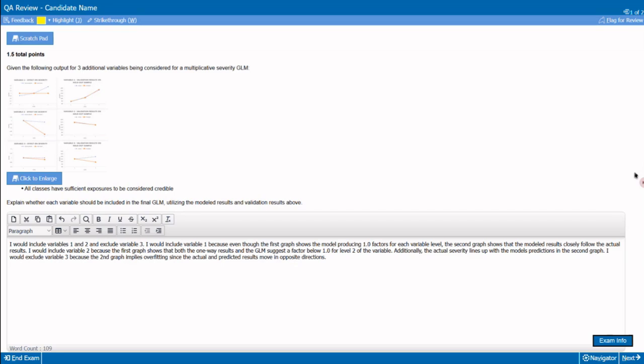So the solutions for variable 2 and 3 are correct. Based on the charts, variable 2 should be included because it has predictive value and good model fit. Variable 3 does not have good model fit. And so for those reasons, this candidate would score 1 point out of the 1.5 total points.